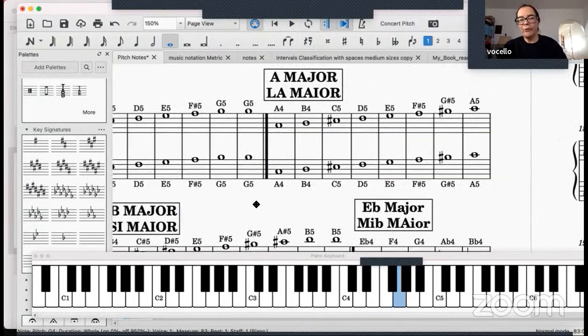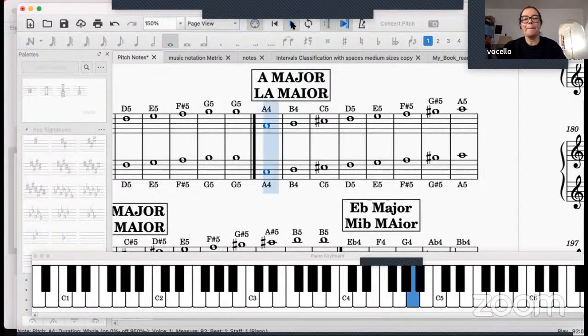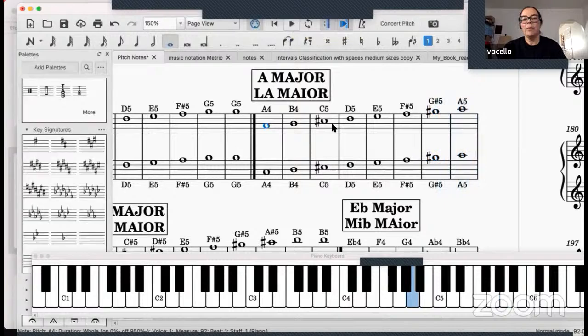A major must follow that pattern: 2 whole steps, 1 half step, 3 whole steps, and 1 half step. 1, 2, half step, 1, 2, 3, and half step. Let's see. 1 whole step, 1 whole step, 1 half step, 1 whole step, 1 whole step, 1 whole step, half step. Let's listen. Very good.